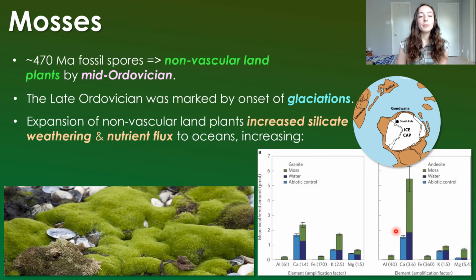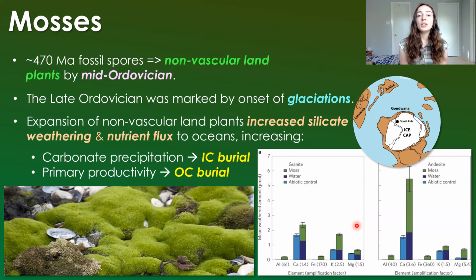This figure here is from a paper where they looked into how moss affects weathering and basically proved that andesite and granite, two main rock types of continental masses, weather much more when there's moss around. And so we can see the green bars are the higher amount of weathering when moss is around for each of these major elements that were involved with the increased nutrient flux to the ocean, leading to not only carbonate precipitation because of increased calcium flux, but also increased primary productivity from the increased nutrient flux.